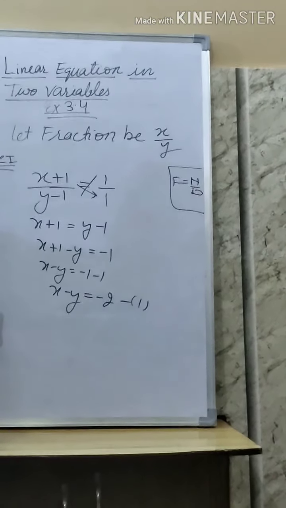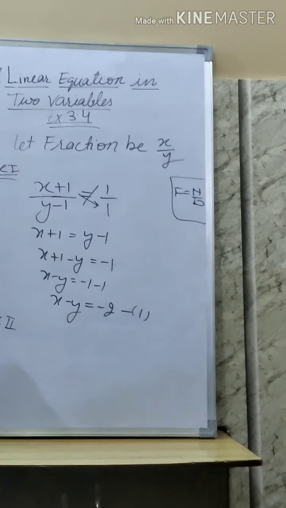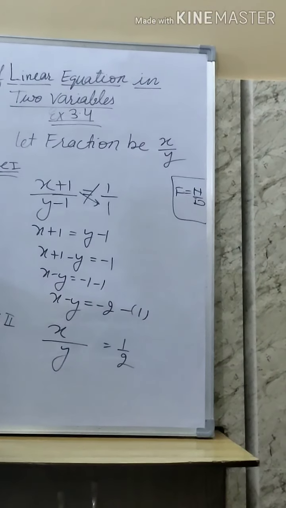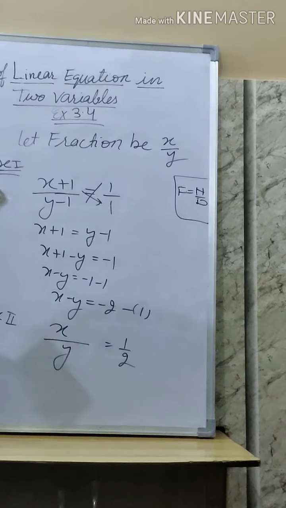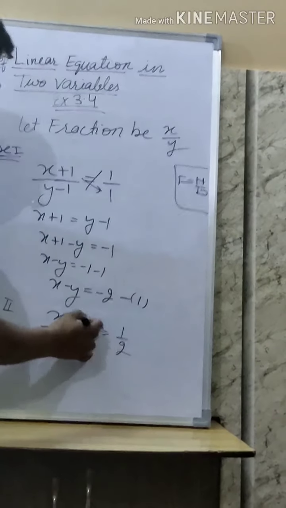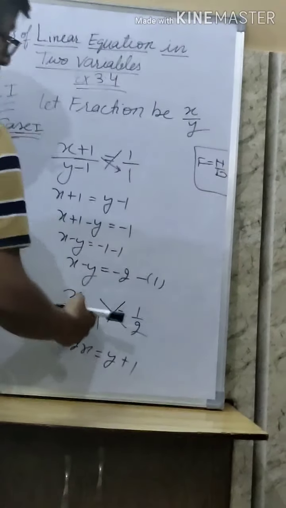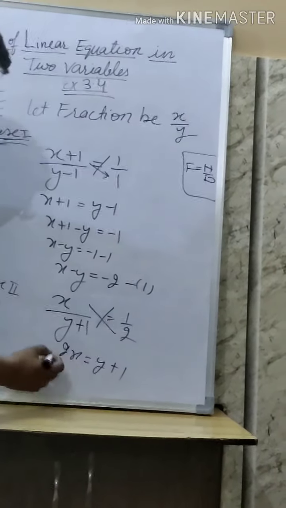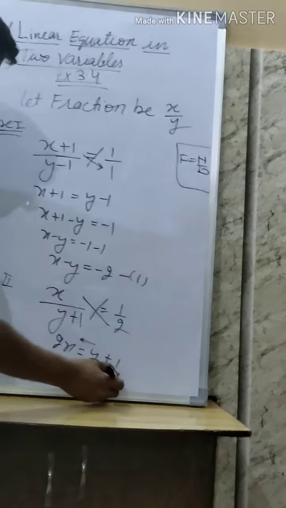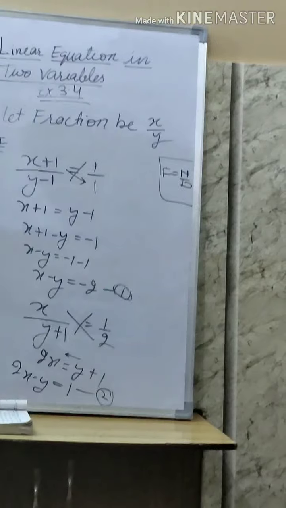Now the second equation. In the second case, what is it saying? This fraction becomes 1 by 2 if we only add 1 to the denominator. Now cross multiply: 2x is equal to y plus 1. Now shift y here, so this is 2x minus y is equal to 1. So this is the second equation, and this is the first equation.